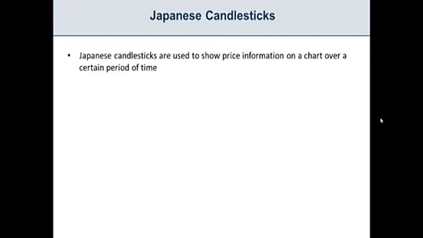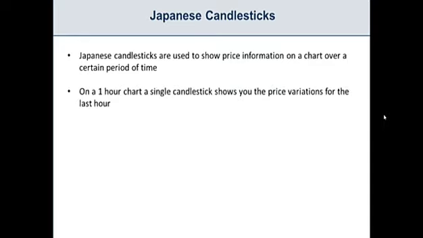So what are Japanese candlesticks? Japanese candlesticks are used to show price information on a chart over a certain period of time. For example, on a 1-hour chart, a single candlestick shows you the price variations for the last hour.